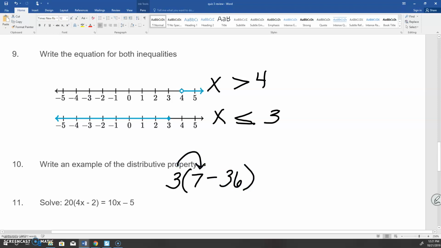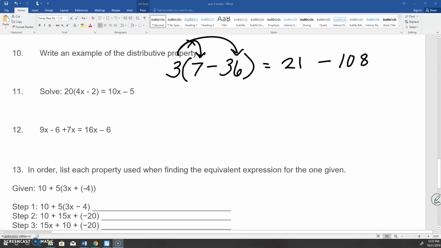3 times 7 is 21, and 3 times negative 36 is negative 108. And then you can solve it if you want, but make sure you know how to use the distributive property.